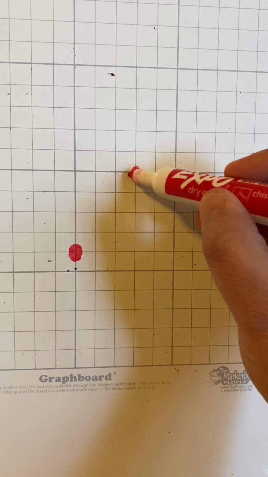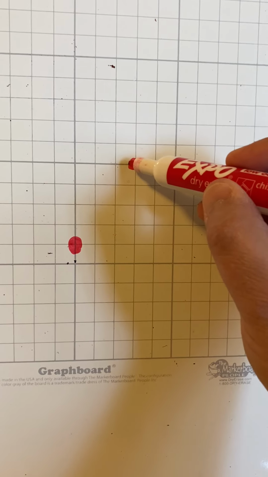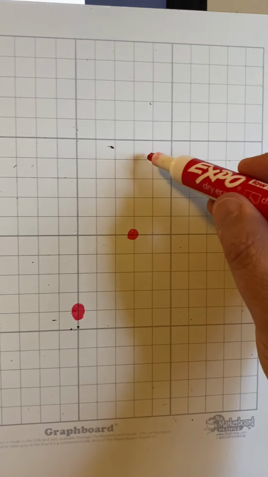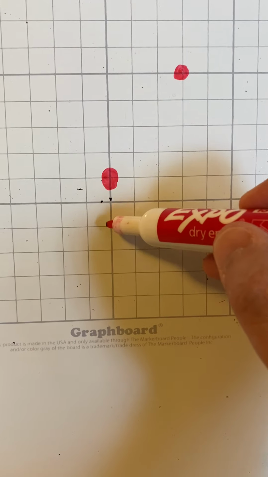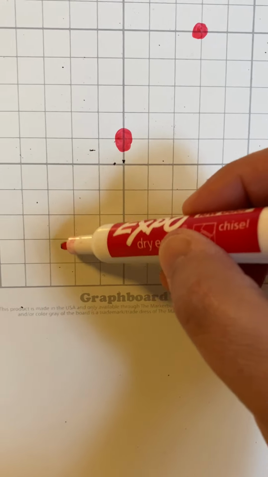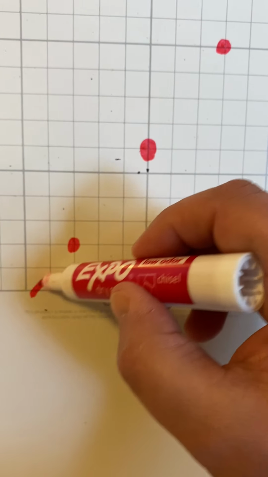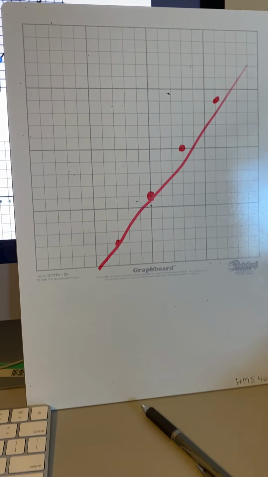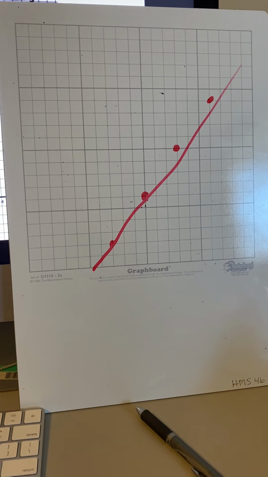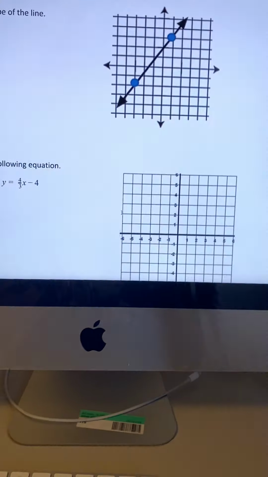1, 2, 3. Since they're both positive, it means up and right. Up 1, 2, 3, 4, right 3. Or if you want to go in reverse, down 1, 2, 3, 4, left 3. And look at my beautiful straight line that I drew. Okay, not a great connection of the points, but it is a straight line.